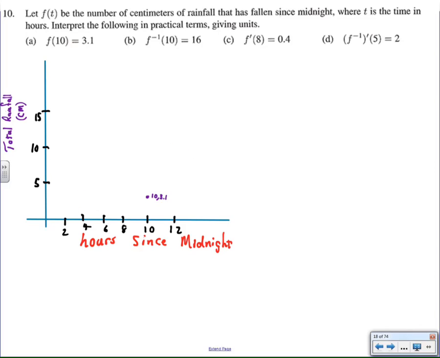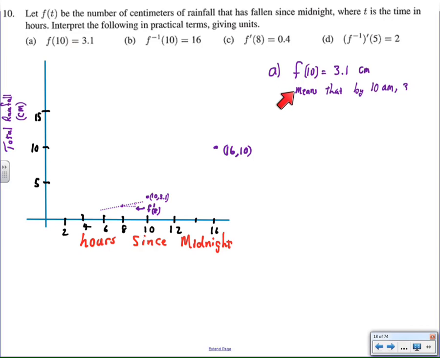But anyway, the first bit of information that I had was that f of 10 equals 3.1. And what does that mean? Well, that means that 10 hours, that's by 10 a.m., 10 hours after midnight, 3.1 centimeters of rain had already fallen. So that shows up as a point on my graph that when x equals 10, y is going to equal 3.1. F inverse of 10 equals 16 hours.